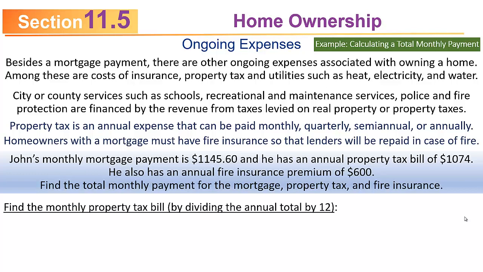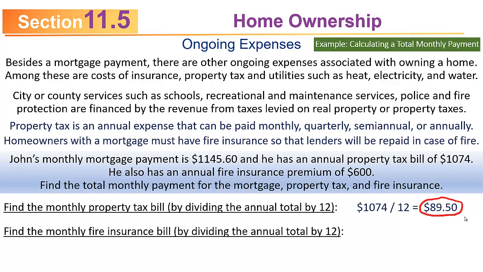So the monthly property tax bill is the annual rate divided by 12, because we were told that the annual property tax was $1,074, but we're looking at monthly payments, so we have to divide it by 12. So if you take $1,074 and divide by 12, you find out that the monthly property tax bill is $89.50. The fire insurance bill is the same way. We were told that the annual fire insurance premium is $600, so if you want to see how much that is each month, you have to divide by 12. So $600 divided by 12 is $50.